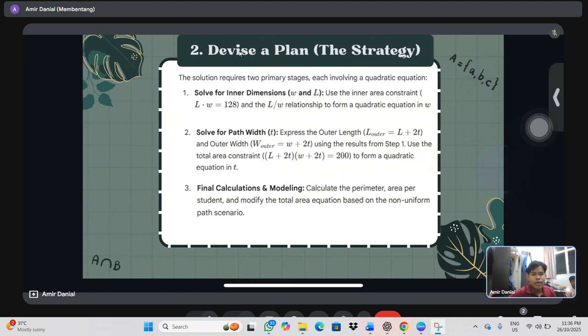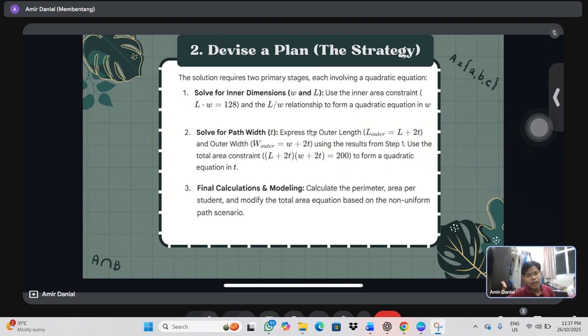So step 2, devise a plan, which is the strategy that we are using to solve the problem. The solution requires two primary stages, each involving a quadratic equation. First, solve for the inner dimensions, W and L. Use the inner area constraint, L multiplied by W equals 128, and the L and W relationship to form a quadratic equation in W.